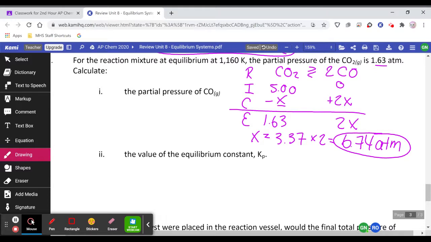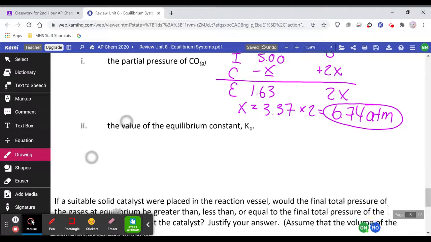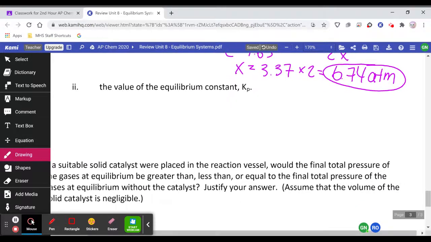Questions on that one? Okay, using that, we are solving for the value of the equilibrium constant K sub P. So back to part A where we wrote that out. Now we're just going to plug those values in. So we have K sub P. We know the partial pressure of CO at equilibrium, it was what we just solved for.